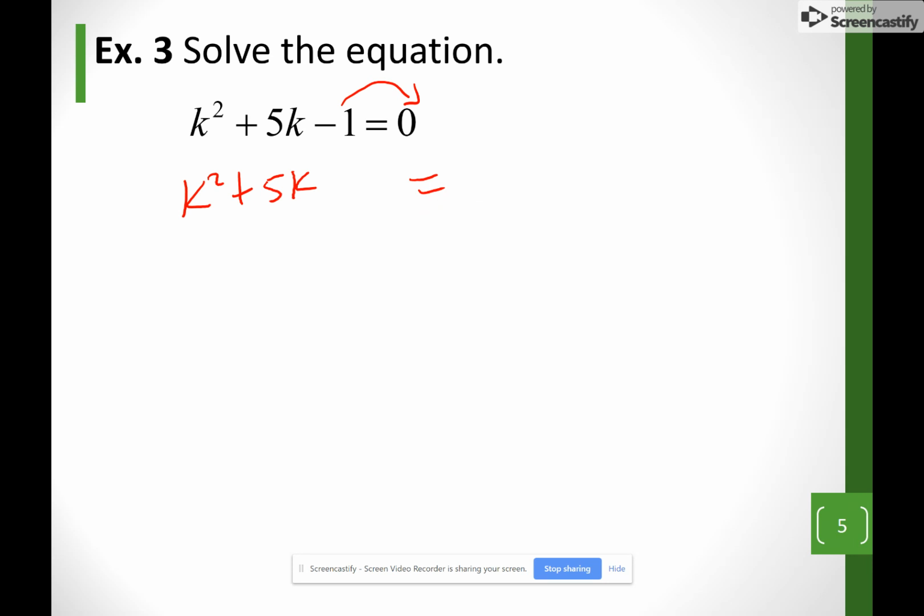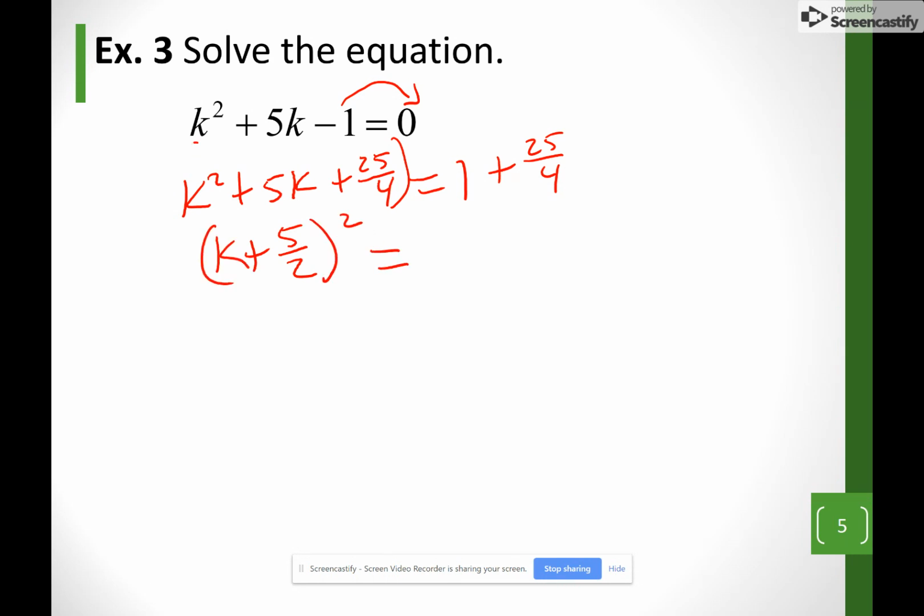All right, so thinking what's the half of 5? I'm going to call it 5 over 2. I'm going to square it. 5 over 2 times 5 over 2 gives me 25 over 4. So I'm going to add 25 over 4 to each side. The left side, k squared plus 5k plus 25 over 4. When I factor it, it factors as k plus 5 over 2 all squared equals.